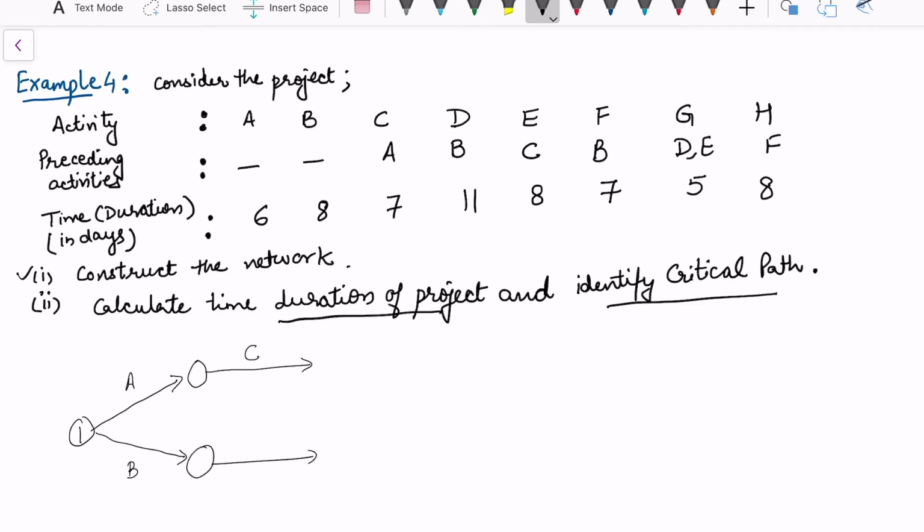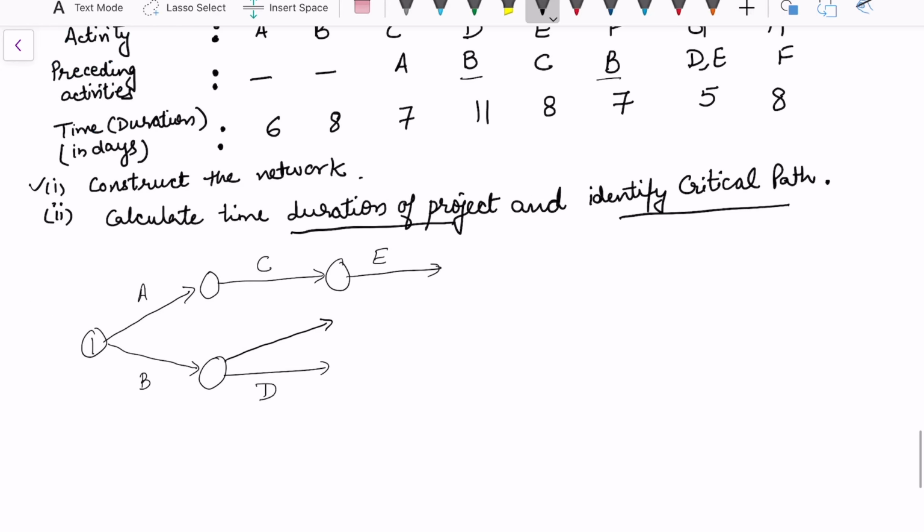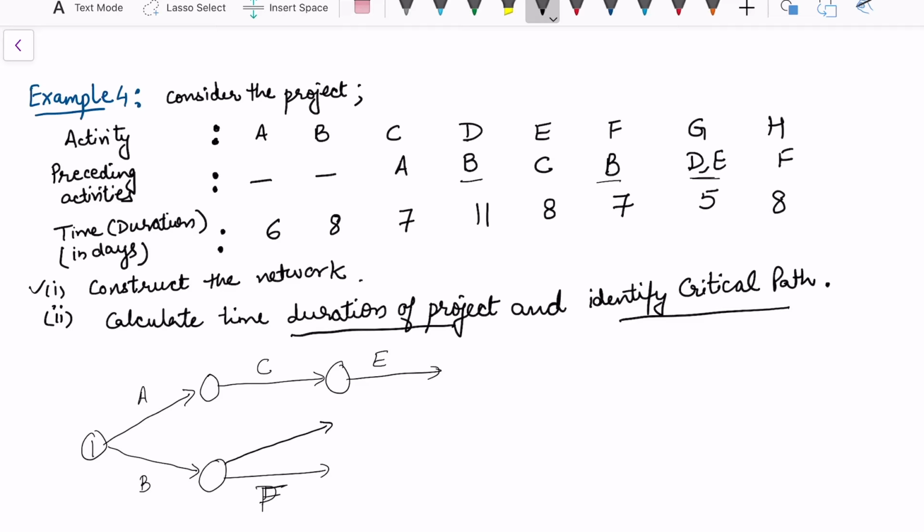F starts from B. So F can be started from B. But I require D and E together. So rather than writing F here, what I'm going to do is write F here and I'm going to write D here. Now this activity D should start the activity G. F is started here and H starts from this activity. This G and H are the last activities. They are not further involved, so they have to be finished at the last node.